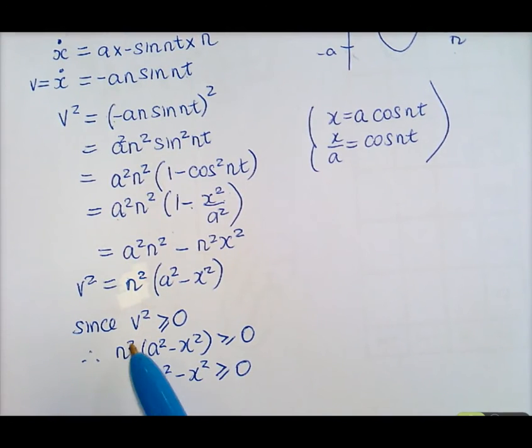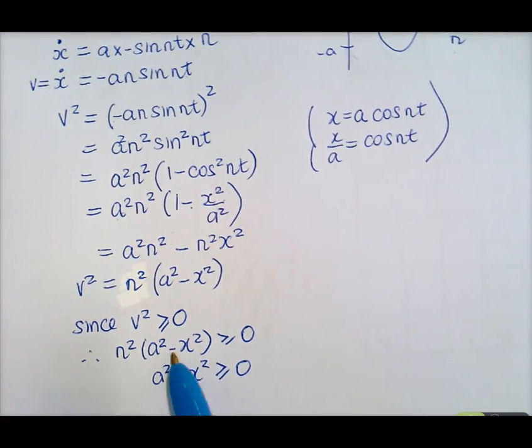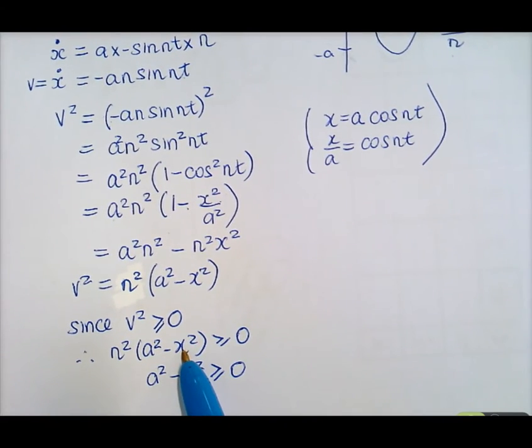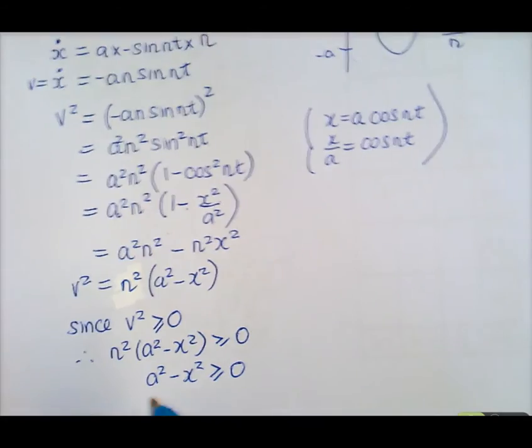You might say, but n squared can be negative, but it can't be negative. n squared is positive. Because n squared is positive, instead of dividing by n squared, a squared minus x squared has got to be positive as well. That's what I should have said. So therefore, a squared minus x squared is positive.